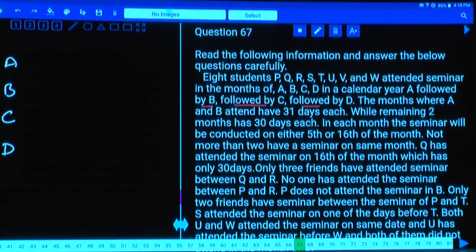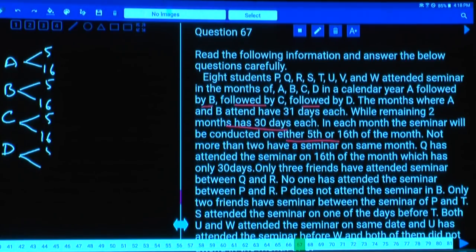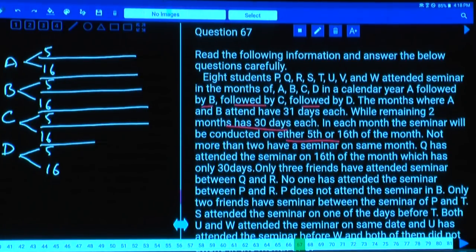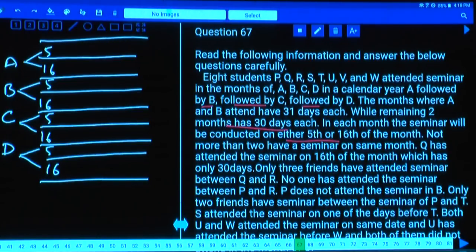In each month, the seminar will be conducted on either 5th or 16th. In each month, either 5th or 16th. Now, in this one also, either 5th or 16th. In this D also, either 5th or 16th. In C, 5th or 16th, and in D, 5th or 16th. Then, not more than 2 have a seminar in the same month.